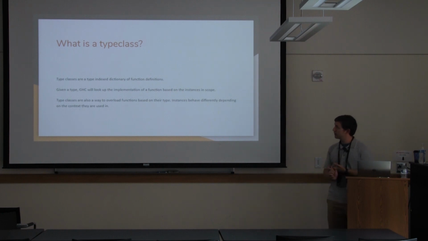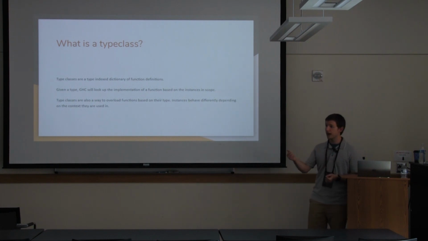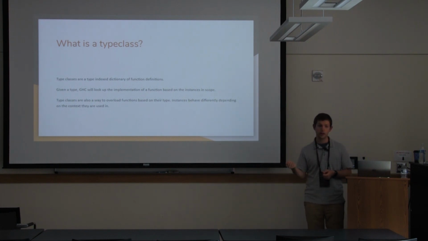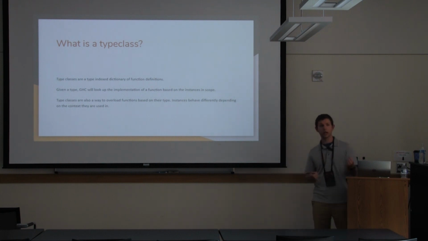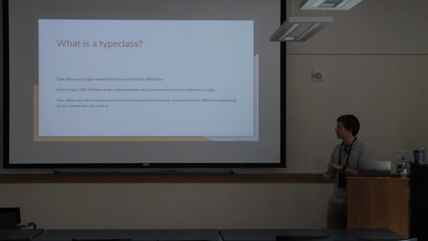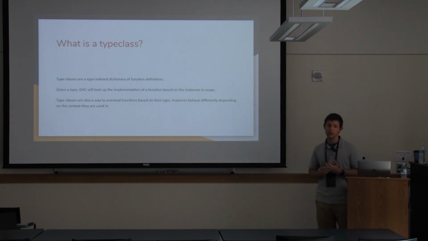You can think about type classes as just a type indexed dictionary of function definitions. So when you're compiling a program, you look at the type of a function call that you had, you go look for that in all of your instance declarations, and you do that lookup and then replace your function with the instance declaration. So given a type, GHC will look up the implementation of that function based on all of the instances that you've pulled into scope.